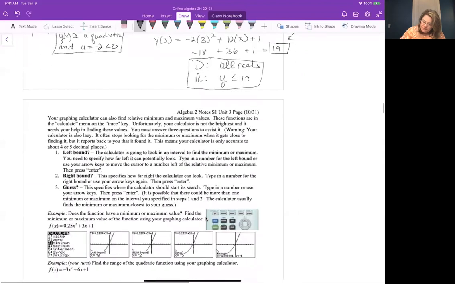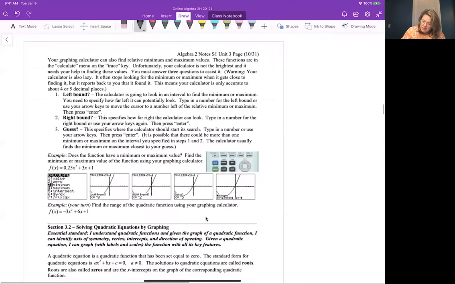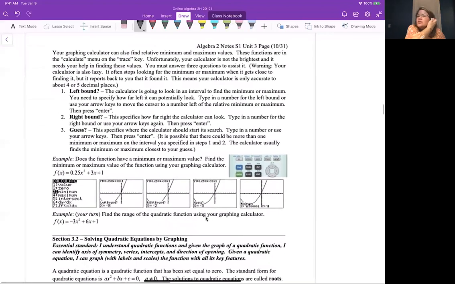All right, moving on. Now I'm going to talk a little bit about this. When I get finished, I'm actually going to pause it, go to a program that I have just recently acquired to show you the exact key function, okay? Your graphing calculator can also find relative mins and maximums. So let's learn how to use our graphing calculator.